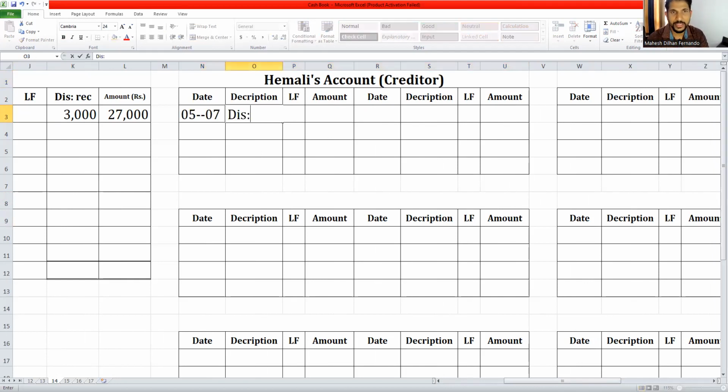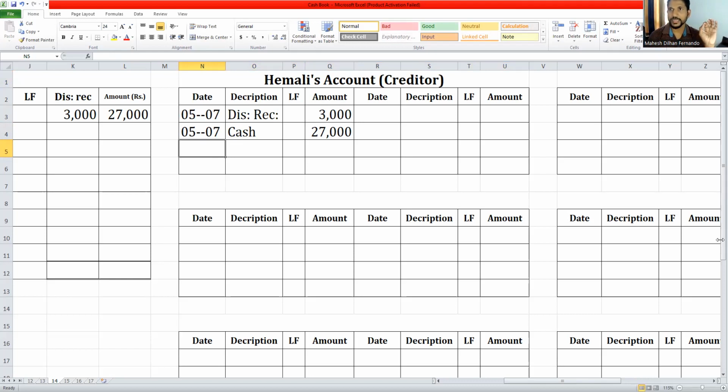Discounts received 3,000. On the same day, we have paid 27,000 in cash. Okay. What you have to understand, every single transaction has a debit and a corresponding credit entry. Remember that.